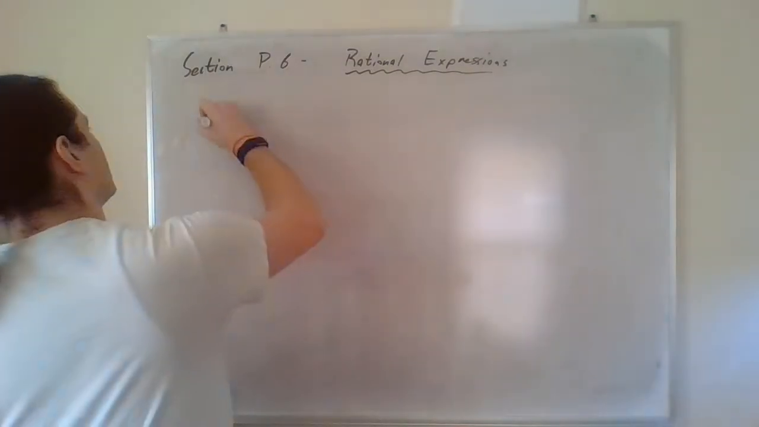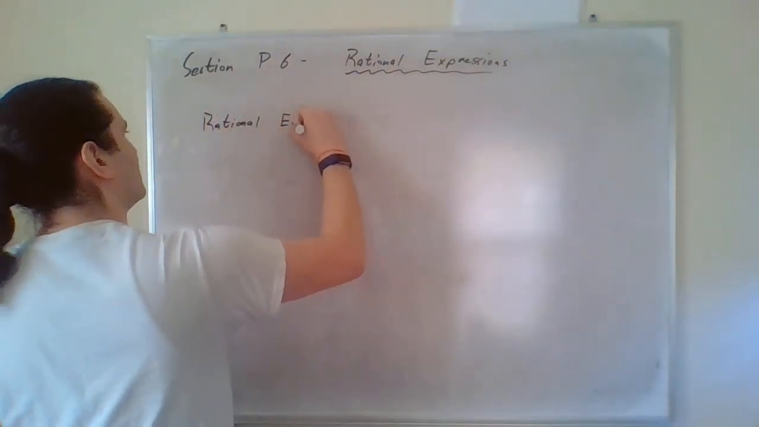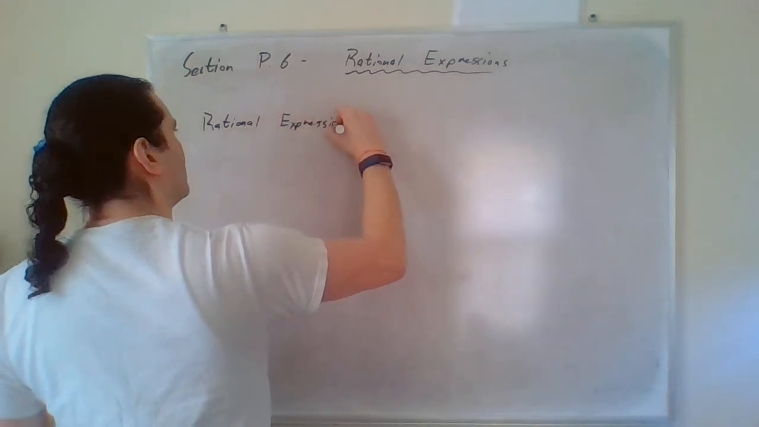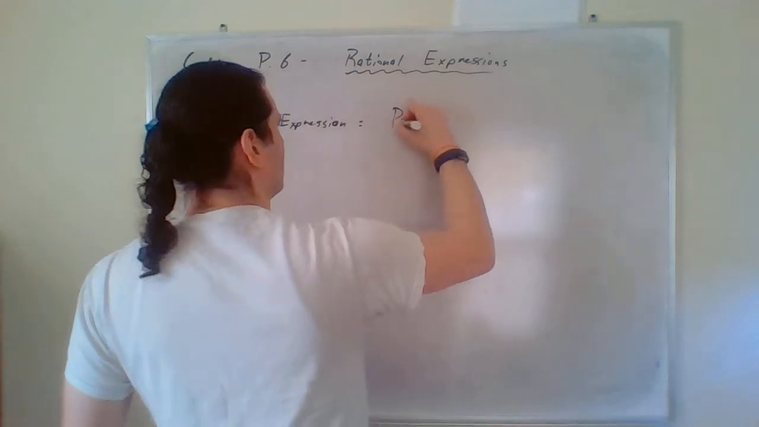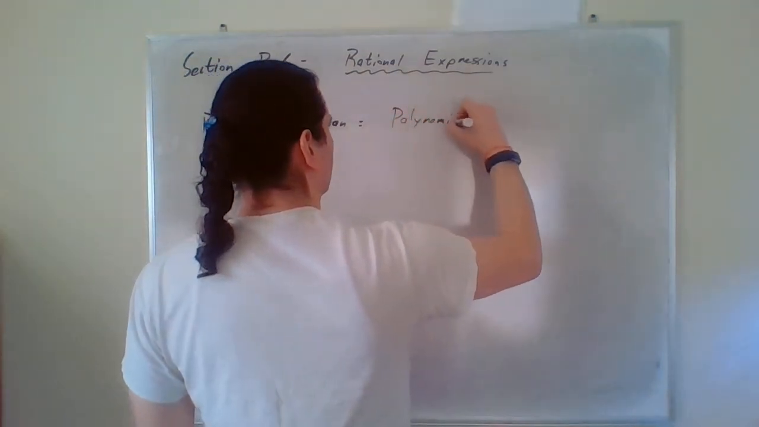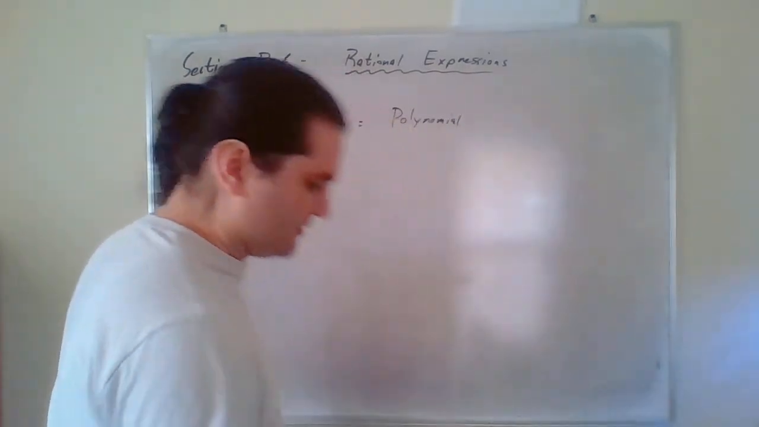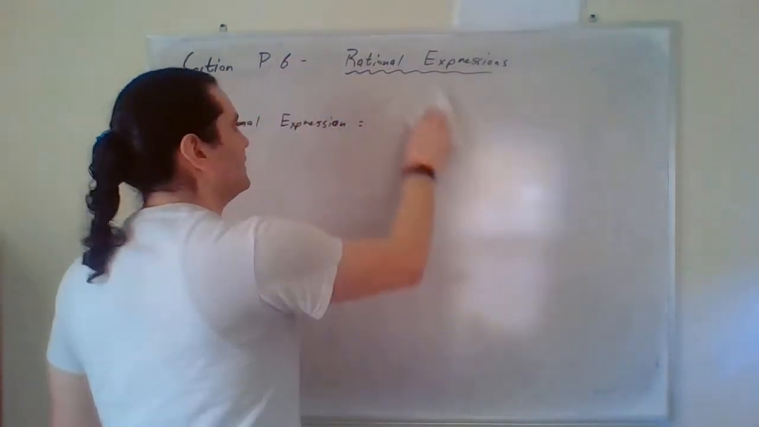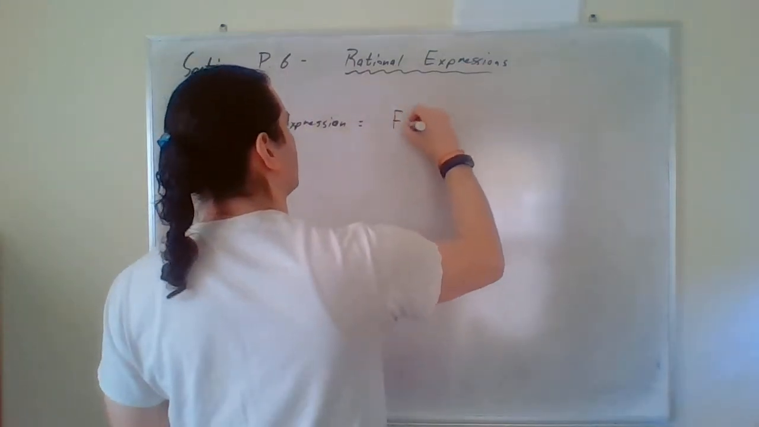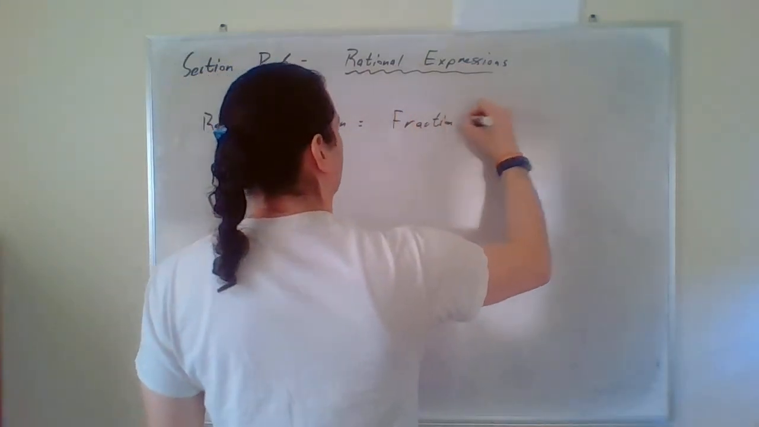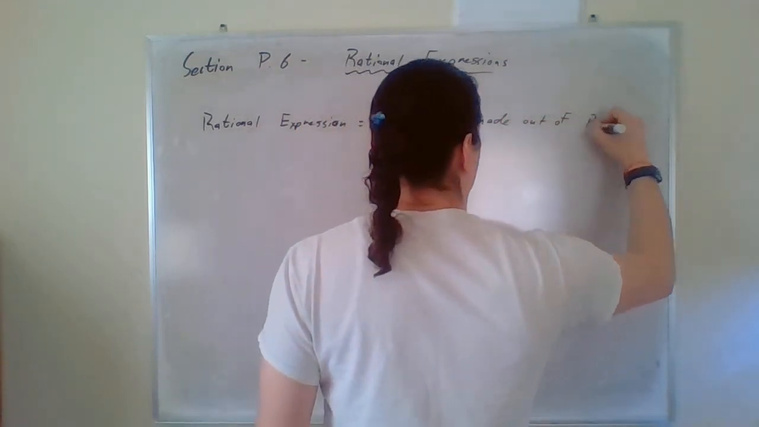A rational expression is essentially just a polynomial, or it's not a polynomial. Sorry. I almost said it was a polynomial made out of fractions, but that's not it. It's a fraction made out of polynomials.